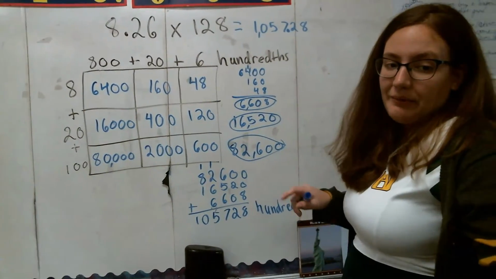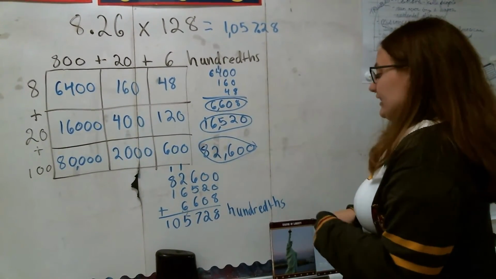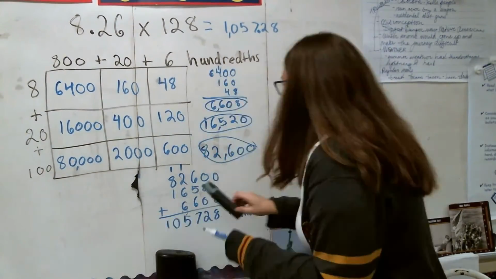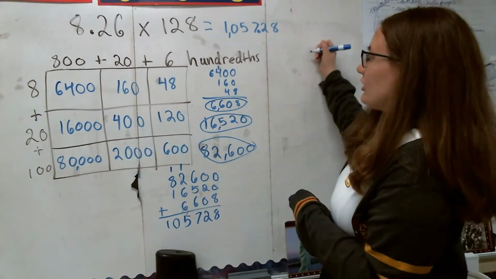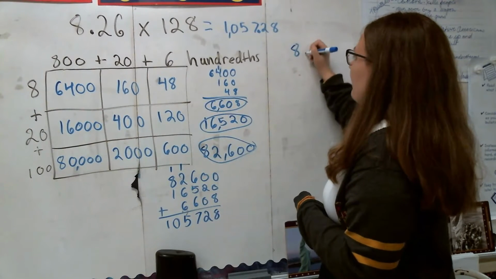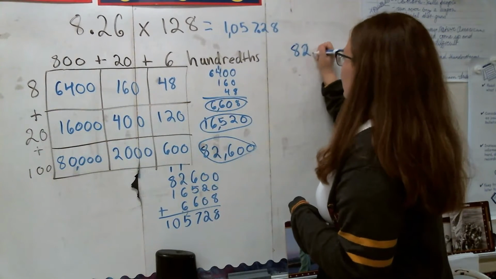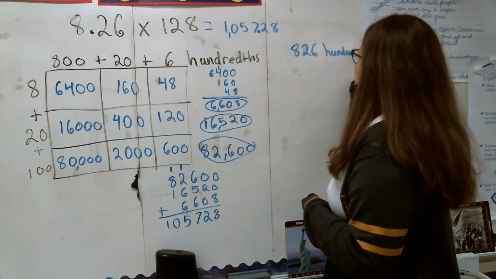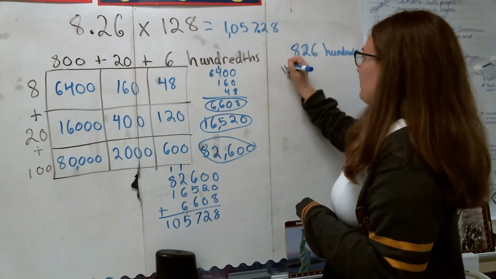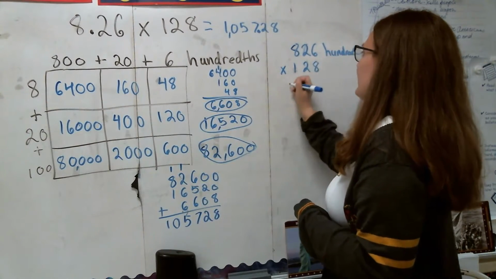So just like last time, we're going to check out this problem using the standard algorithm. I'm just going to erase some stuff so I have some more space. And let's get started. So we're going to have 826 hundredths. And then we're going to multiply this by 128.